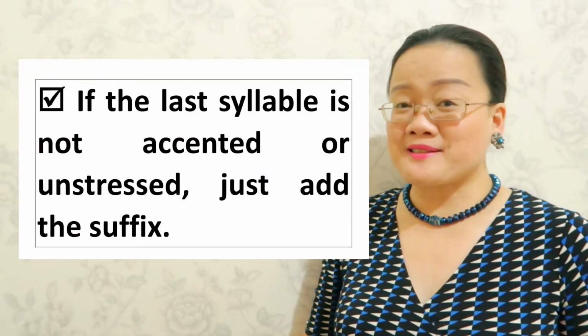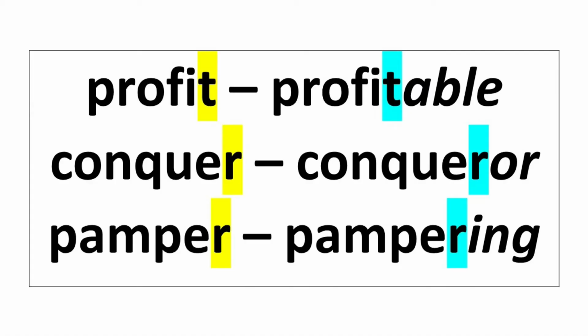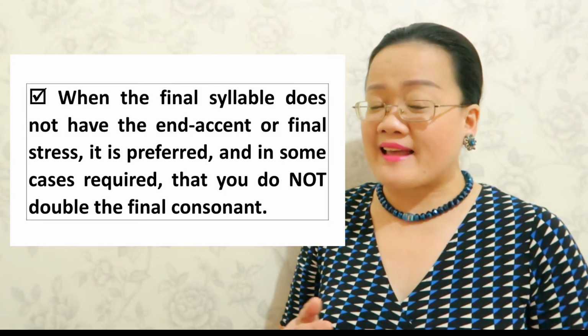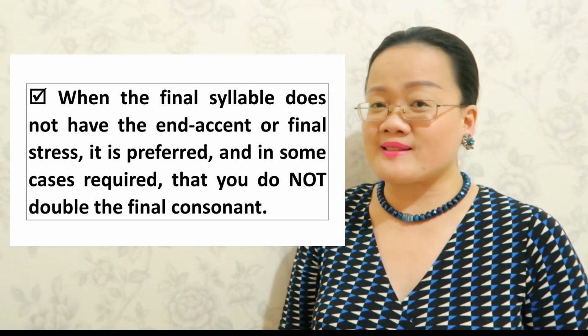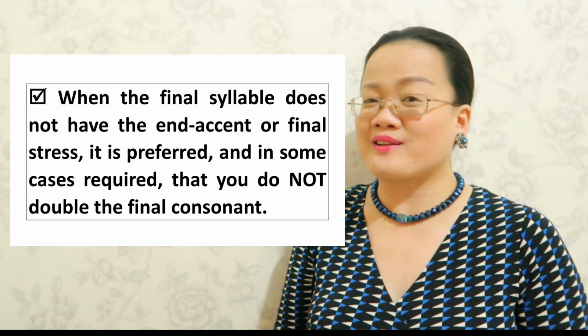Also, if the last syllable is not accented or unstressed, we simply add the suffix. For example, profit, profitable, conquer, conqueror, pamper, pampering. When the last syllable does not have the end accent or final stress, it is preferred and in some cases required that you do not double the final consonant.